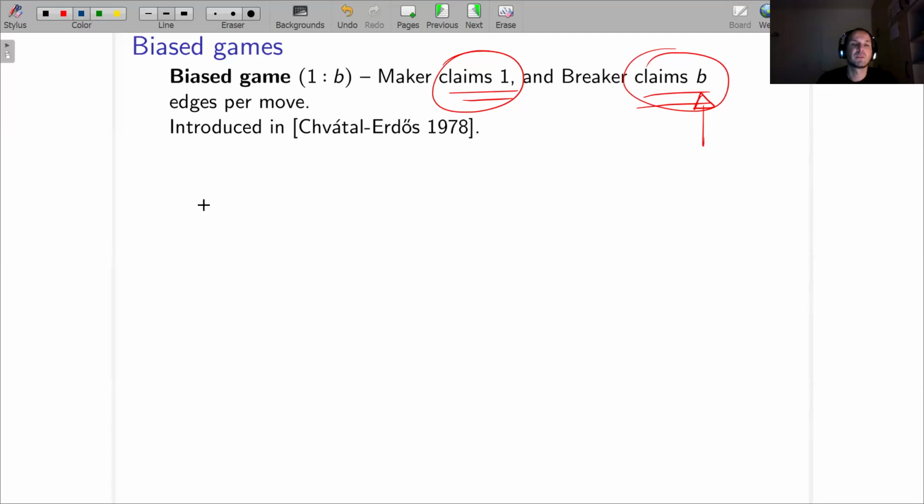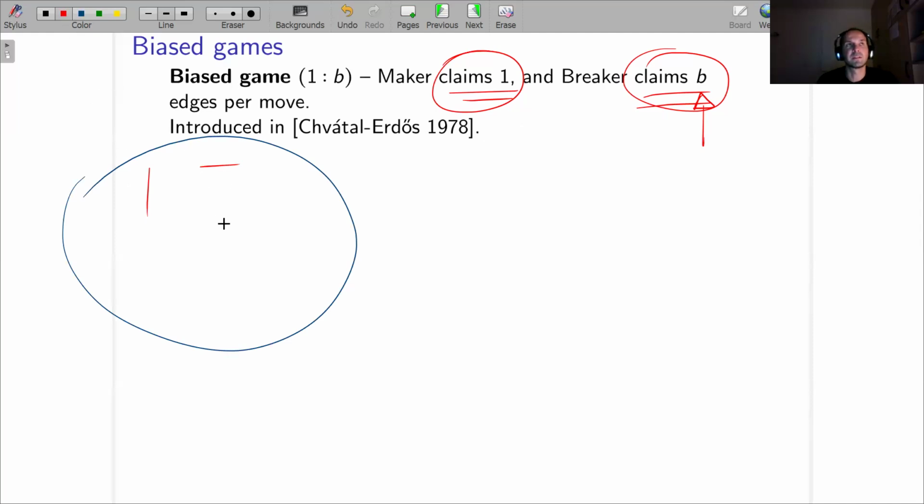Because if you look at the connectivity game on a large graph, it's very easy for Maker to make a connected graph if you play one against one. So if you play one Breaker, one Maker, it's easy to connect. Let's say we play on 100 vertices, and half of the edges are red, obviously you will have a connected graph. But what if Breaker plays 2 elements per move and Maker plays 1? What if Breaker plays 3 and Maker plays 1? At some point, Breaker starts winning.